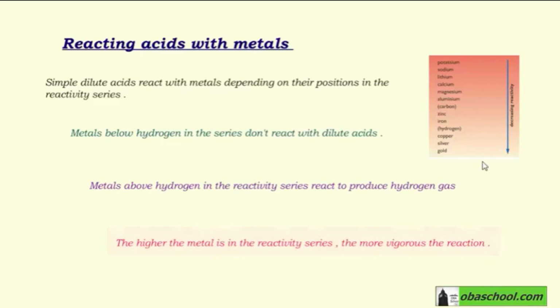This was a summary on how reactions occur between acids, simple dilute acids, and metals, depending on their positions in the reactivity series.